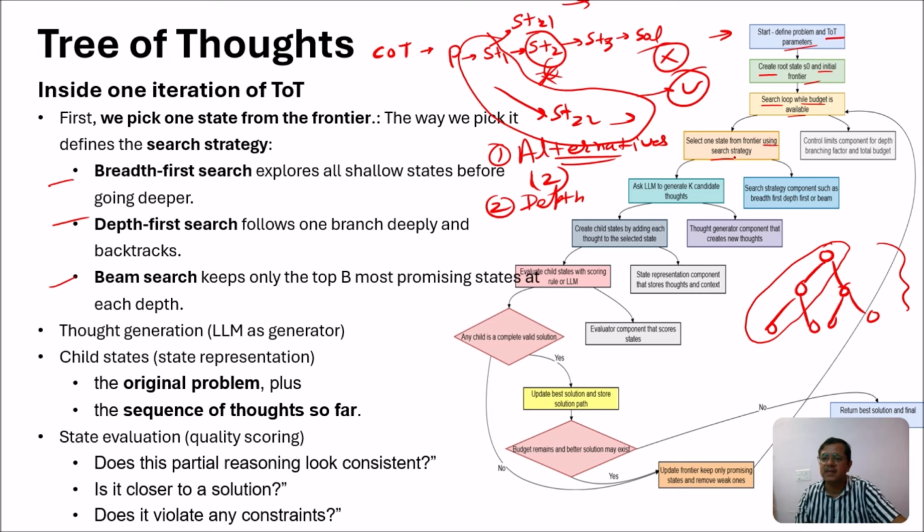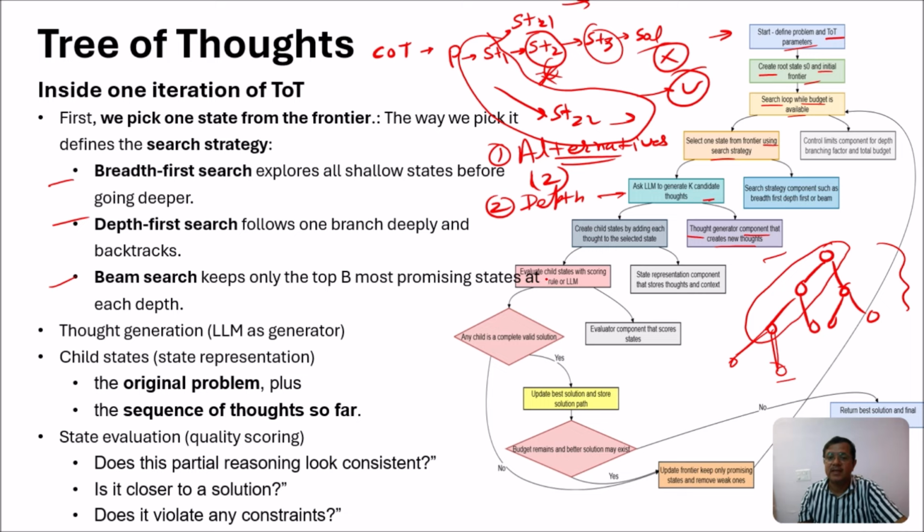So what is the next step? The next step is to ask the LLM to generate K candidate thoughts. Like what may be the next steps of thoughts to solve this problem. So suppose we say that okay, generate two thoughts. So here the thought generator component creates new thoughts, like it is created here. So this describes these stages. Now create the child states by adding each of the thoughts to the selected state. So we added this here. And the state representation component stores thoughts and the context. And because we added the edges also.